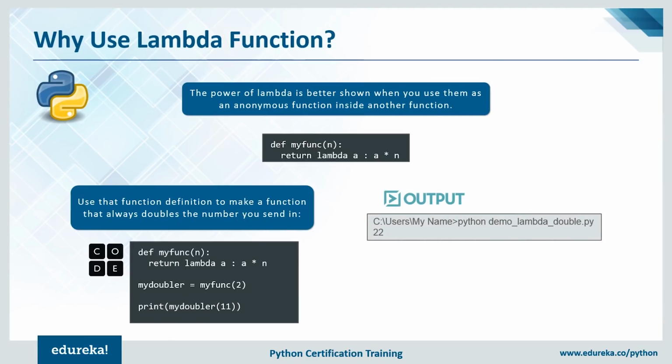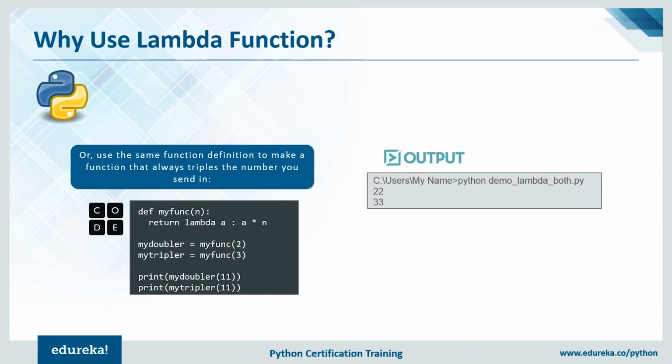We basically use that function definition to make a function that always doubles the number that you send in. So we have defined myfunc of n, lambda of again a times n, right? So it's pretty much the same example. And then we have a variable called mydoubler, which is sending the parameter 2 to our n value. So what do you think is going to happen as soon as I print the value of mydoubler of 11? Pretty much simple. 11 gets multiplied by 2, because 11 is passed as a function into myfunc through mydoubler. So here a and n become 2 and 11. So what is the product of 2 and 11? It's 22. Pretty much simple, right?